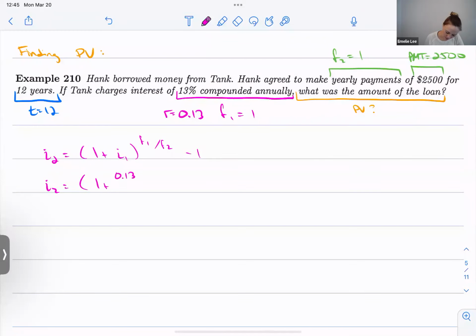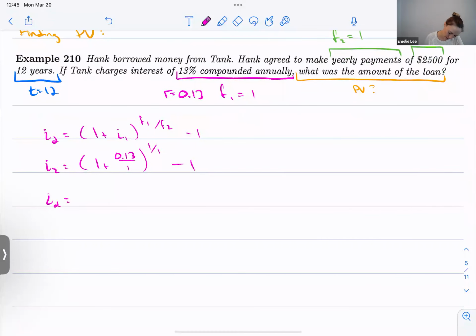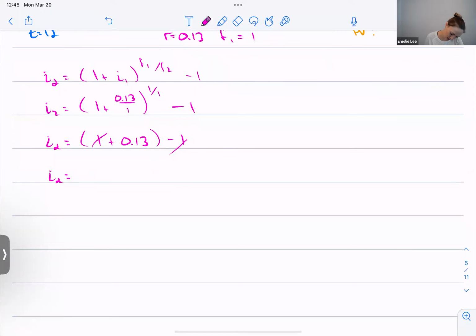I1 is 0.13 divided by 1. F1 is 1 divided by 1, which is F2, and then minus 1. I2 is 1 plus 0.13 minus 1. These cancel, so I2 is 0.13. And now the frequency that we're using is F2, which is 1.